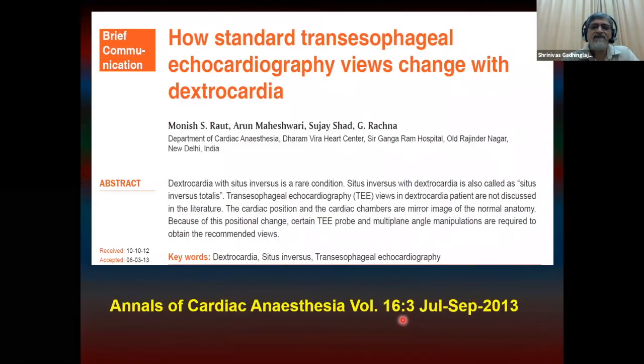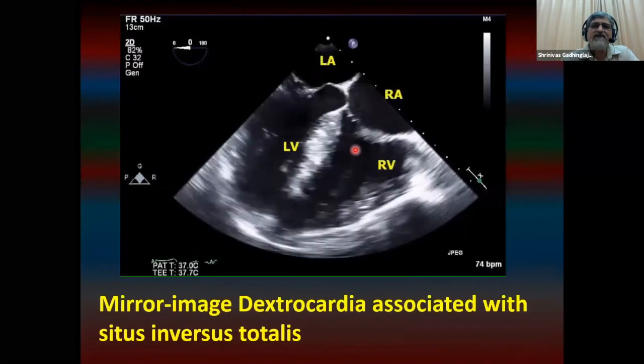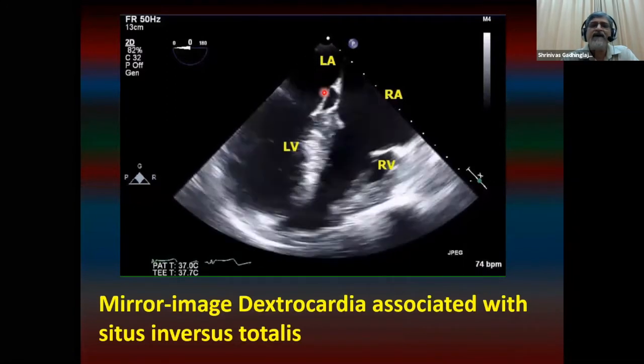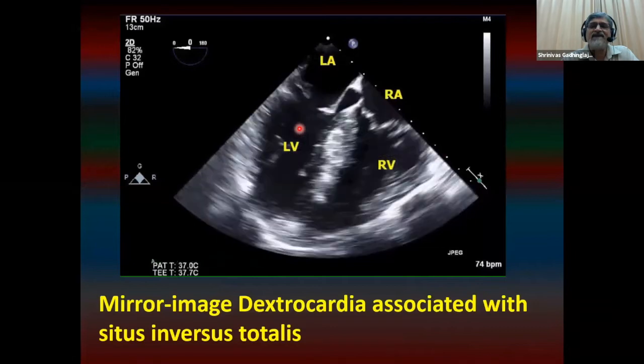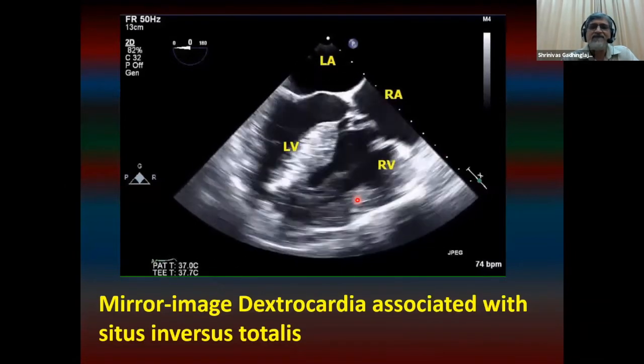There's a good article published in the Annals of Cardiac Anesthesia 2013, where the authors have given images of dextrocardia. Now this is our patient. You can see the situs inversus mirror image dextrocardia. The LA and LV are on the right side of the image, the RA and RV are on the left side of the image.